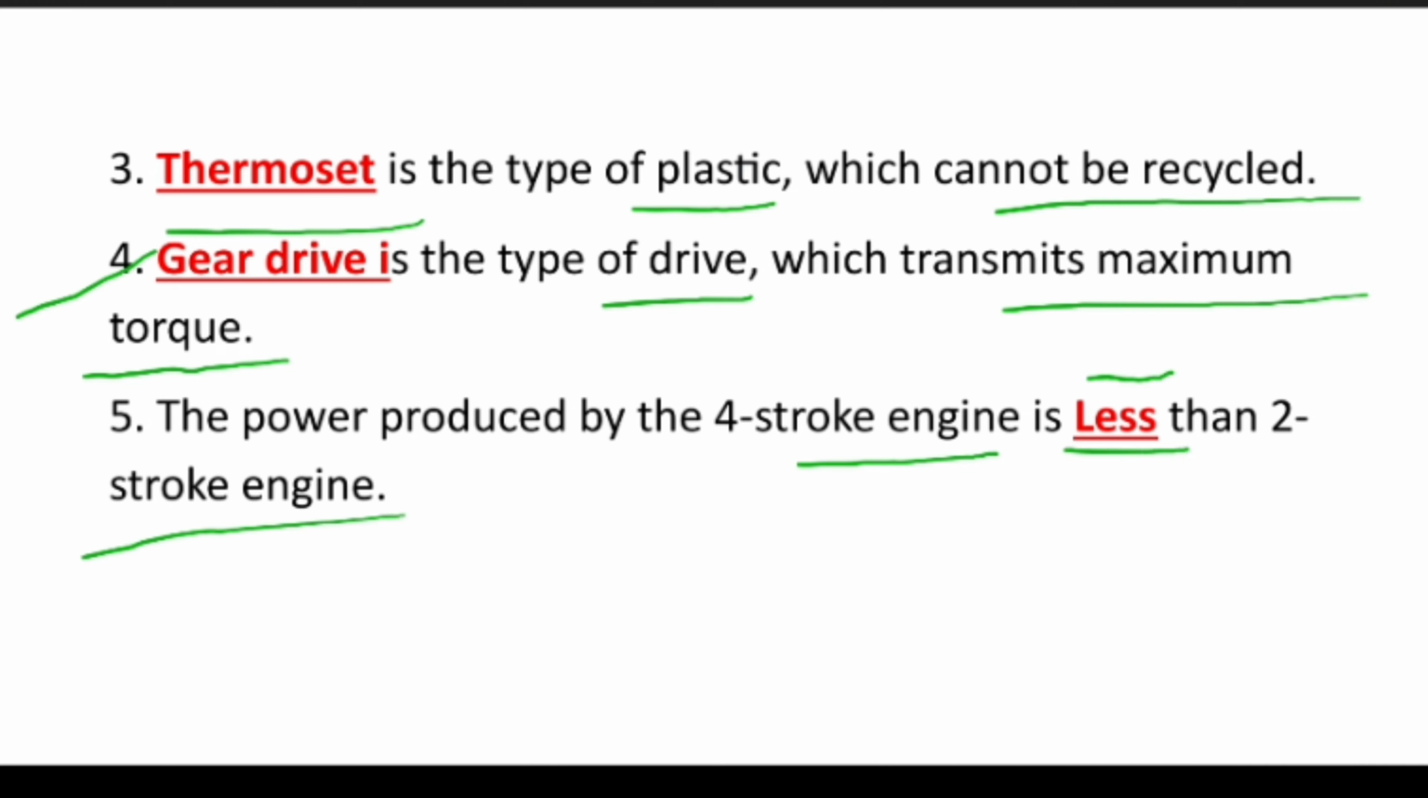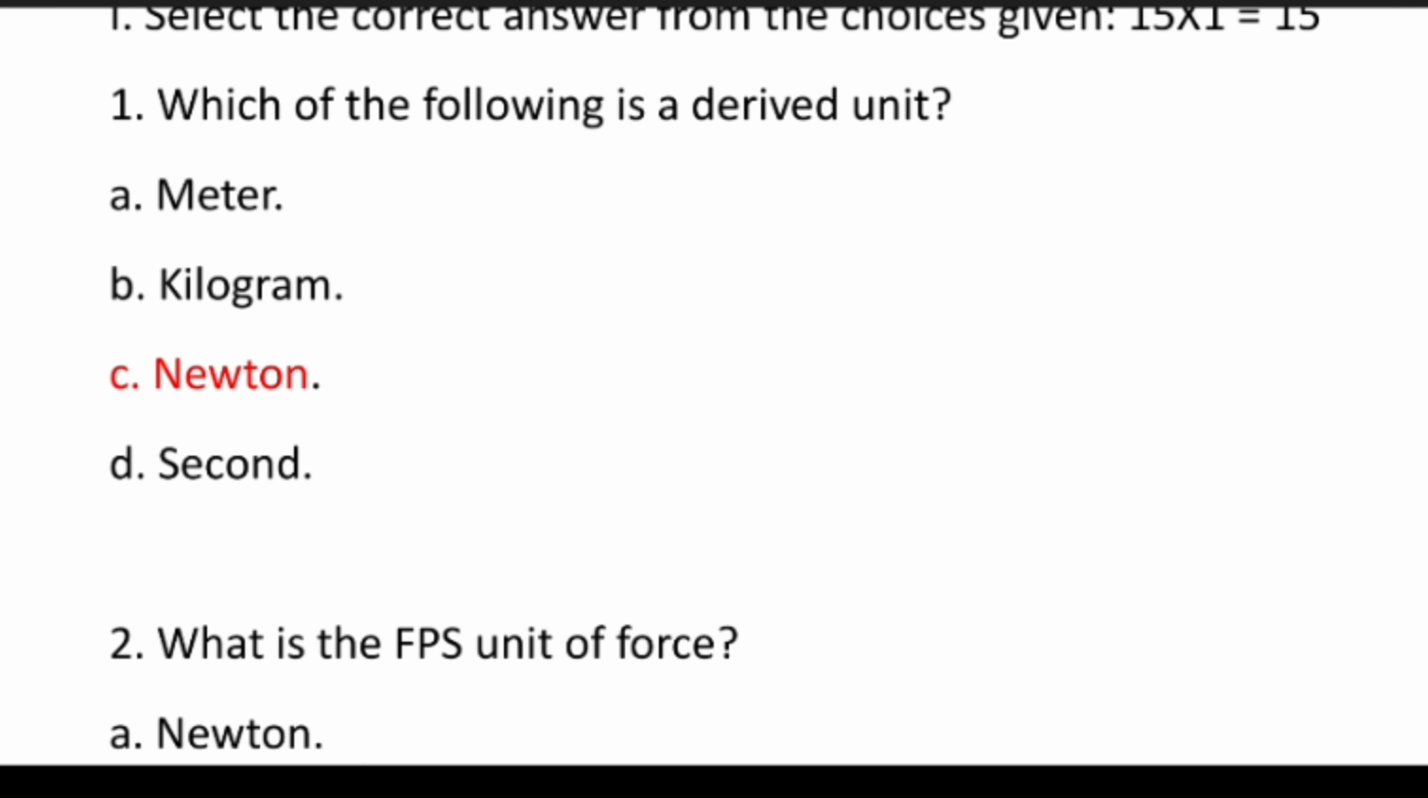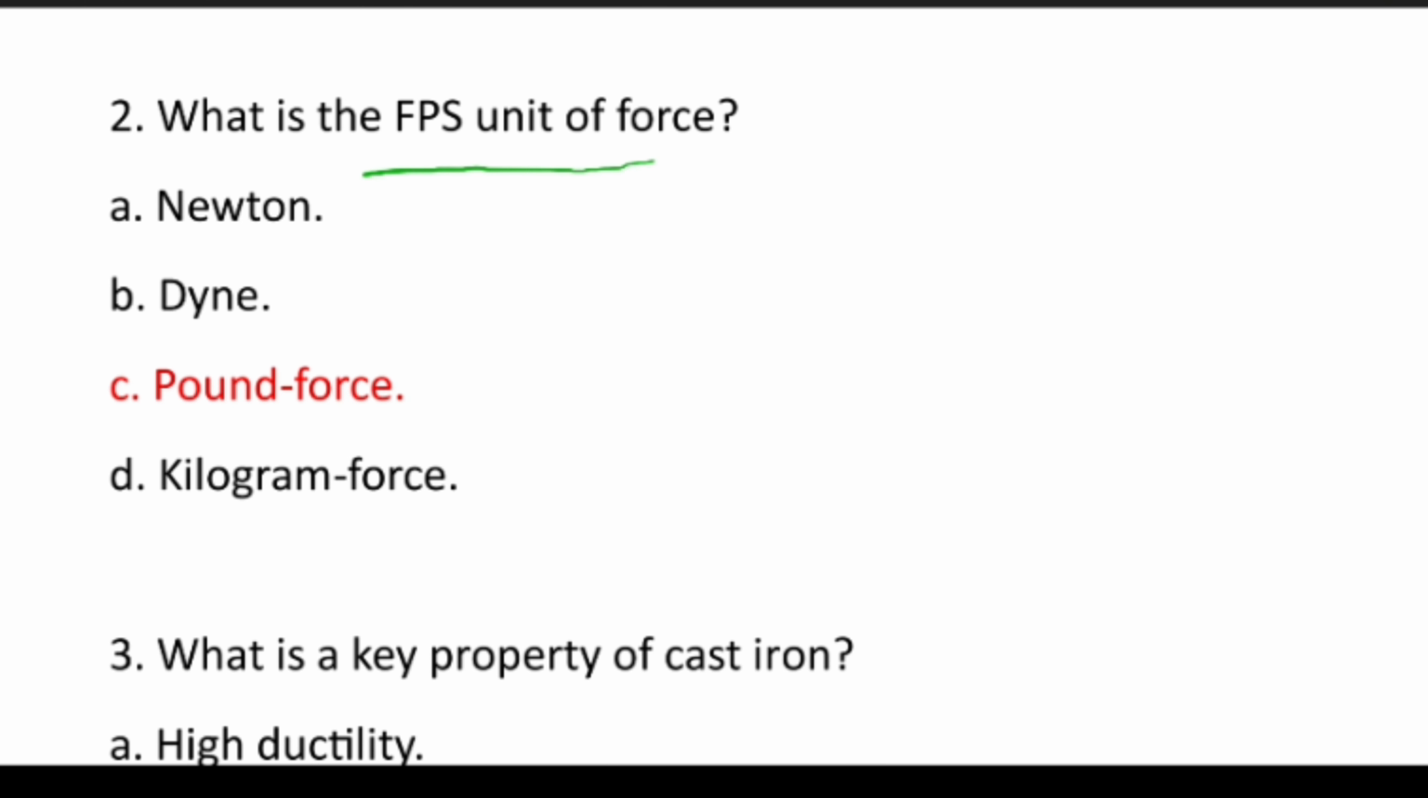So we'll move on to the model question paper. This is model question paper 3. Subject name is Elements of Automobile Engineering. Subject code is 25AT11I. Part A, MCQ questions. Which of the following is a derived unit? The Newton is a derived unit. What is the FPS unit for force? That is pound force, that will be the answer.